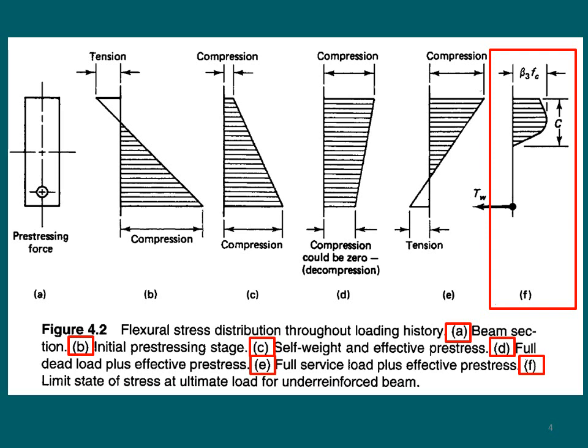Now in section F, this gives you the capacity point. I prefer to call it the capacity point rather than the failure point. As you see here, the stress distribution is going to be taking the same shape as the stress-strain relationship of the concrete. Lowercase c is going to be the depth of the neutral axis.